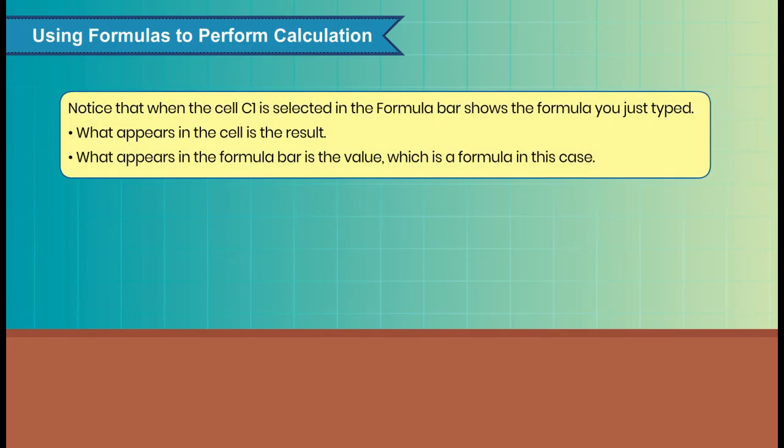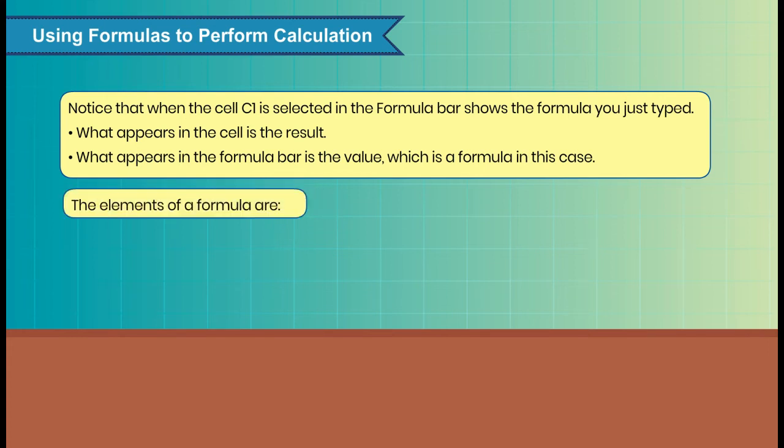Notice that when the cell C1 is selected, the formula bar shows the formula you just typed. What appears in the cell is the result. What appears in the formula bar is the value, which is a formula in this case.